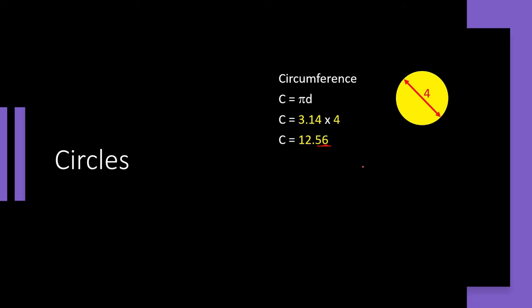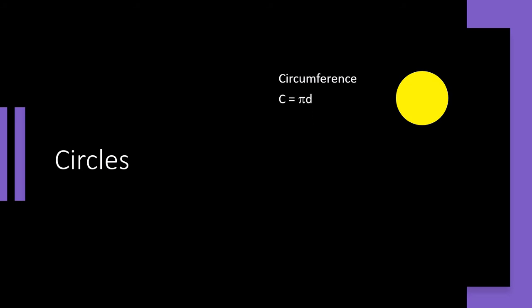Okay, so let us look at another example now. This is going to be a little bit tricky. Let us find the circumference for this circle. Here is our formula: circumference is equal to pi times the diameter. But now notice what they're giving us on this circle. They're giving us this 3 right here, but the diameter is usually the whole distance from this end to this other end, and they're giving us just half.